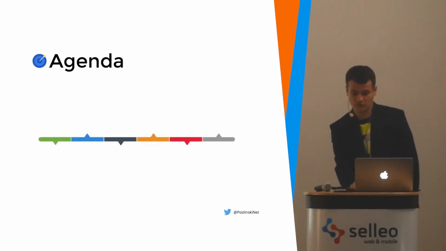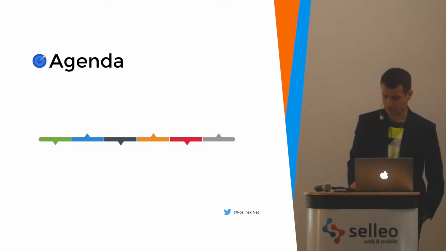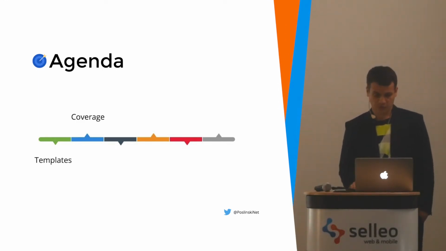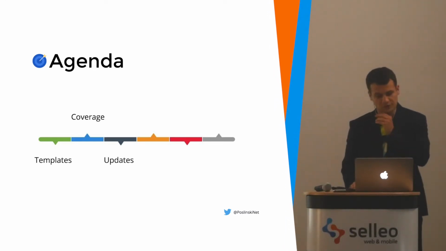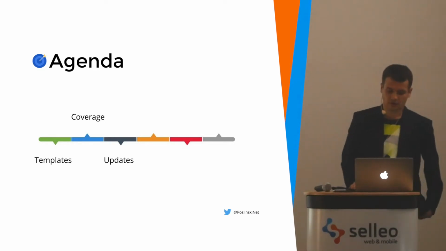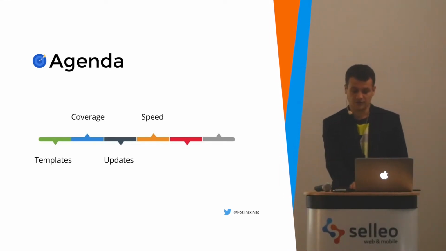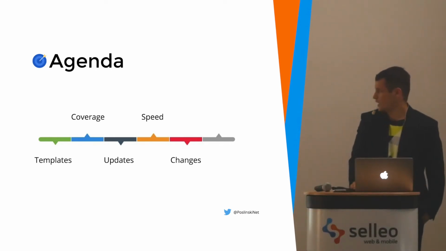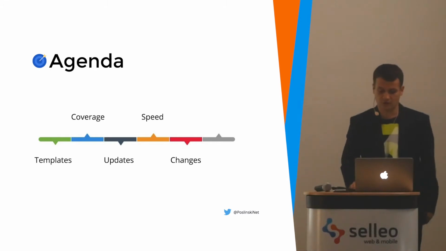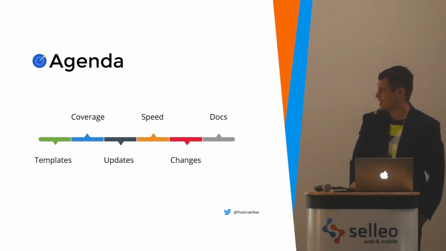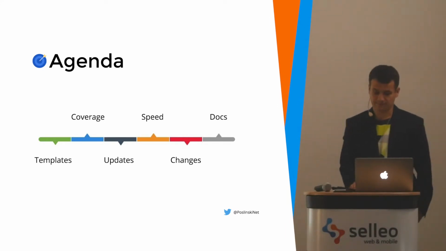Agenda for today's talk will be, we will talk about why you should use and how to use templates. Also, we will talk briefly about how to cover coverage in your project with GitHub. Also, we will talk a little about how to take care of updates of your projects, basically packages. How to improve the speed of your builds. It's more related with CI, but still. Also, how you should take care of changes in your project, and how you can better document your project.